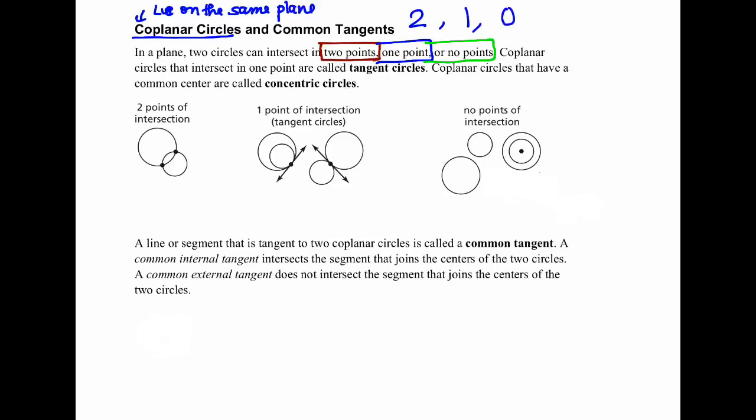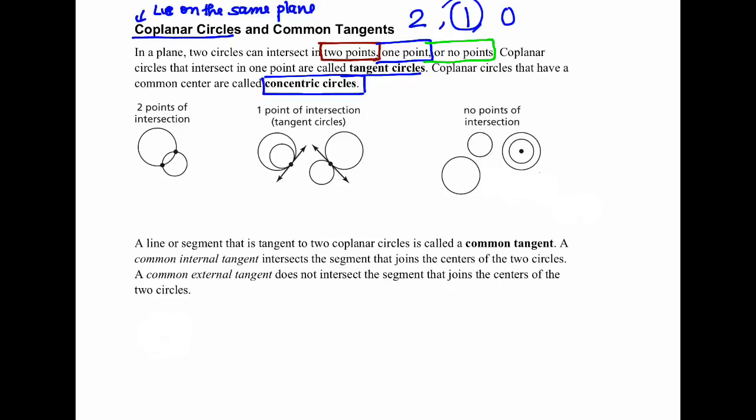And coplanar circles that intersect in 1 point are called tangent circles, where they meet at just 1 point. This is the case where you will see a tangent circle. And coplanar circles that have the same center are called concentric circles. I'm going to show you all of these one by one.